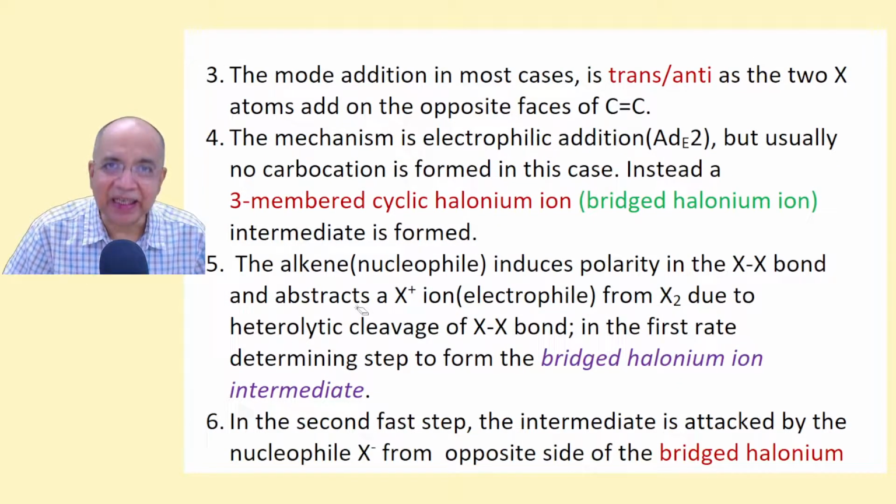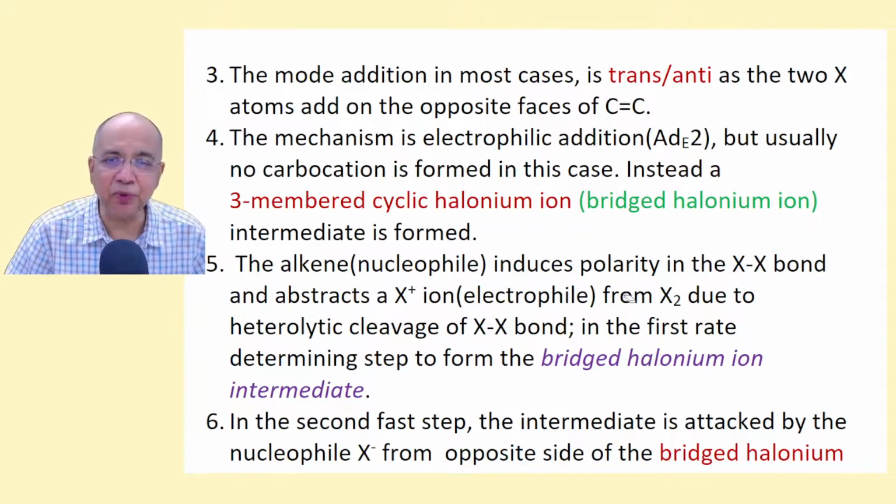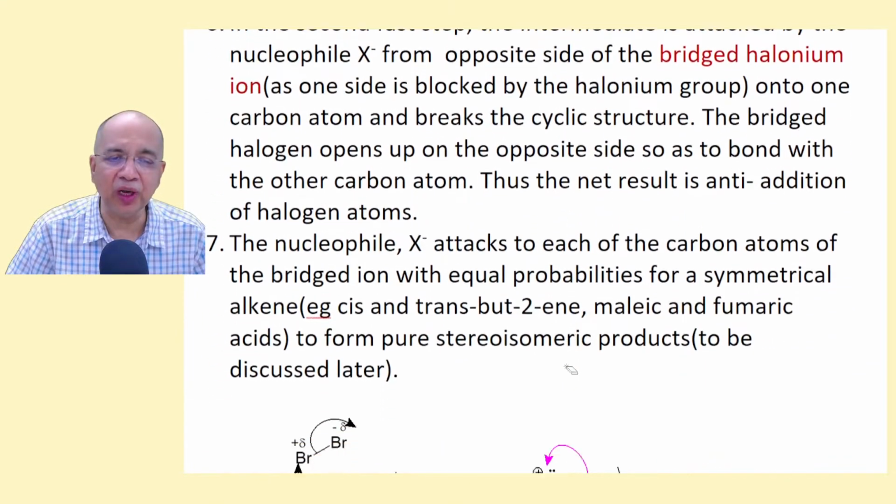The alkene, which is a nucleophile having a pi bond, induces polarity in the X-X sigma bond and abstracts a halonium ion, X plus ion, from the halogen due to the heterolytic cleavage of the X-X bond in the first step, which is rate determining, to form this exotic bridged halonium ion intermediate. I am showing you now.